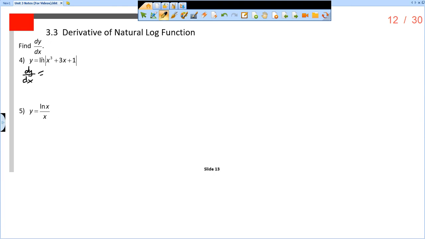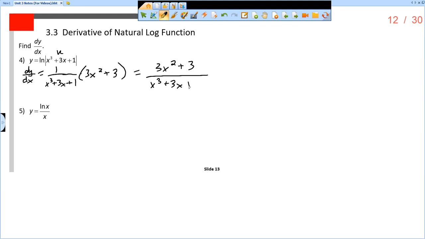Remember the rule for the natural log of u is 1 over u, so x cubed plus 3x plus 1, times the derivative of u. So what is the derivative of x cubed plus 3x plus 1? That would be 3x squared plus 3. Remember, we should put this in parentheses so that it gets multiplied by that entire thing, but we would probably just put this into the numerator and rewrite it as 3x squared plus 3 over x cubed plus 3x plus 1. It's also possible that you could factor out a 3 in the numerator, but that's just fine. So pretty simple, right?